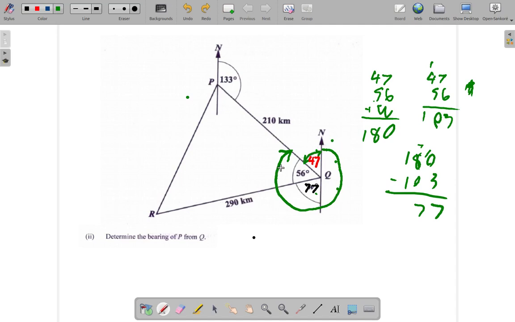Everything here comes around to 360. So the bearing would have to be 360 minus 47. Alright? So let's see what it is using a shortcut method. 10 minus 7 is 3. 5 minus 4 is 1. 3 minus 0 is 3. 313. So the bearing would be 313 degrees. The bearing of P from Q.